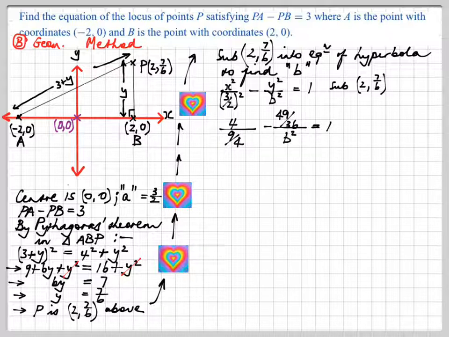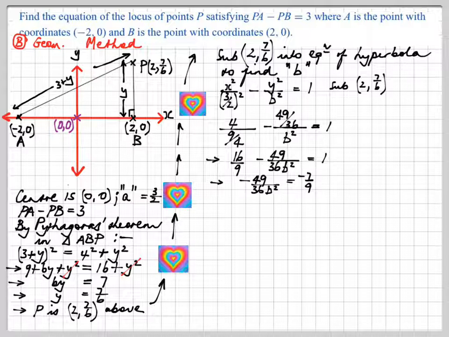Good. Now it looks a bit ugly, so let's go carefully and we won't mess it up. I've simplified it. I haven't tried to do too much at once. I'm not being an algebra hero. It's very, very bad to be an algebra hero. Now I'm going to take the 16 over 9 over the other side, and I get that. Now there's a minus on either side so I can dispense with the minuses. I'm cross-multiplying, so that's what I get. You agree? Good.